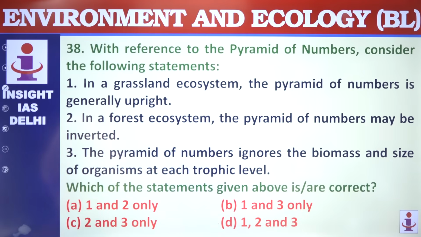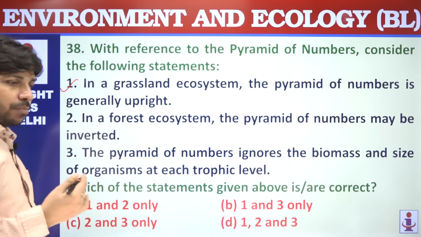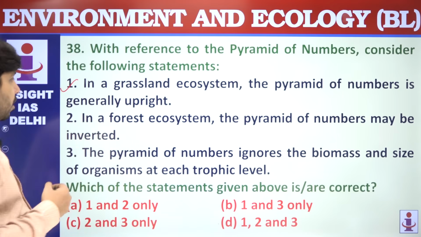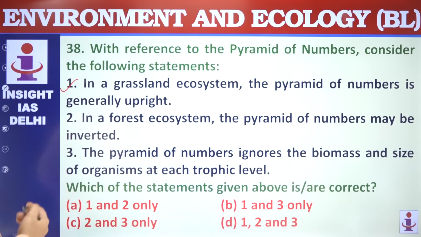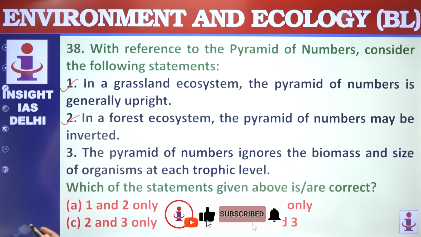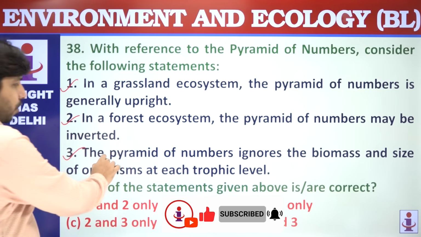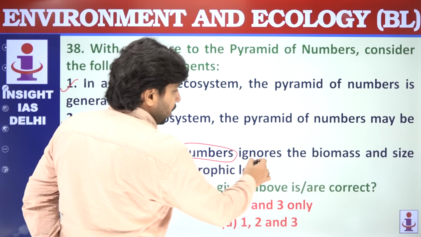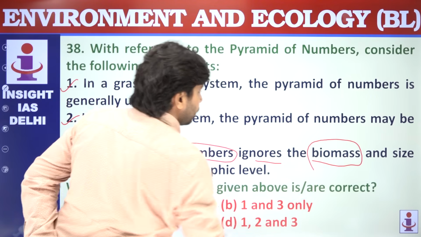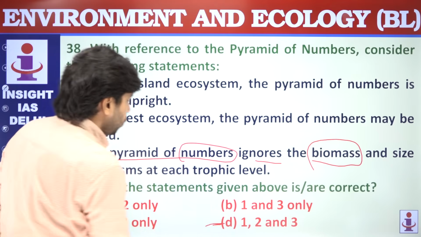Pyramid of numbers. In a grassland ecosystem, pyramid of number is generally upright. Yes, in grassland ecosystem the pyramid of numbers will generally be upright. In a forest ecosystem, the pyramid of numbers may be inverted. Yes, correct. The pyramid ignores biomass and size of organisms at each trophic level. Yes, when we talk about pyramid of number, then obviously it will ignore the biomass. So all the 3 are correct. 1, 2 and 3. Option D is your correct answer.